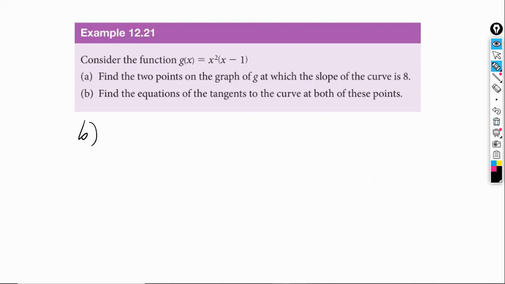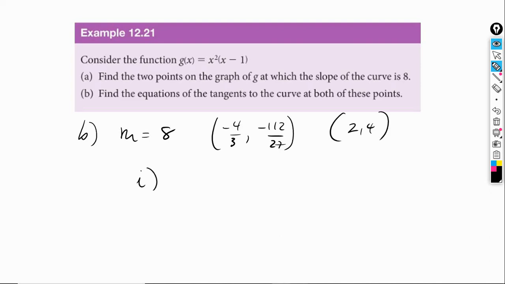So in order to find those equations, we need the slope, which we already know, the slope is 8, and we need the points, which we found, right? So one of the points was minus 4/3, comma, minus 112 over 27, and the other one was 2, comma, 4. So we need to use these 3 things in order to find the 2 equations. So let's find the first equation.